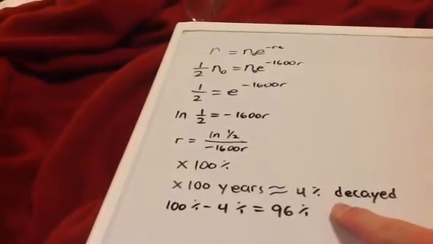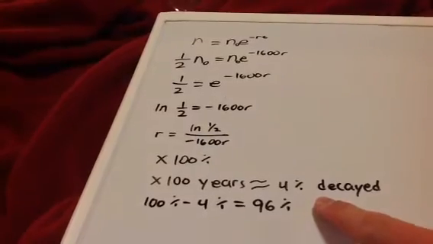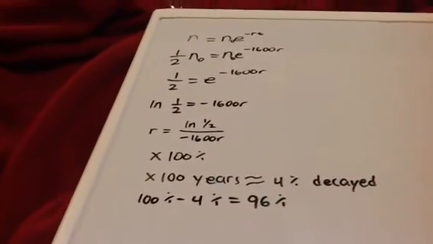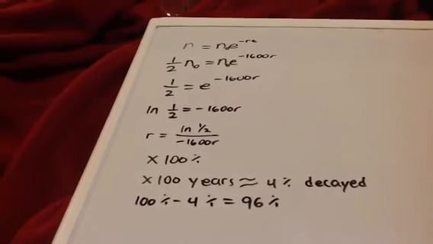But remember, that's the 4% that's already decayed, as opposed to 4% left. So then you just go ahead and subtract that from 100, and that'll give you your final answer, which is about 96, give or take about 0.3%.